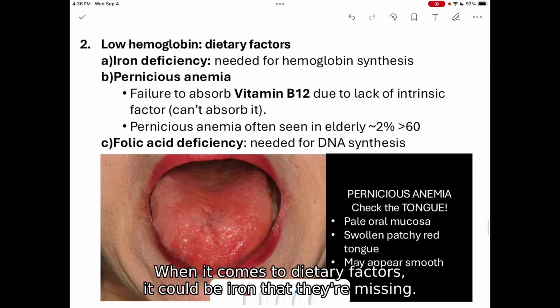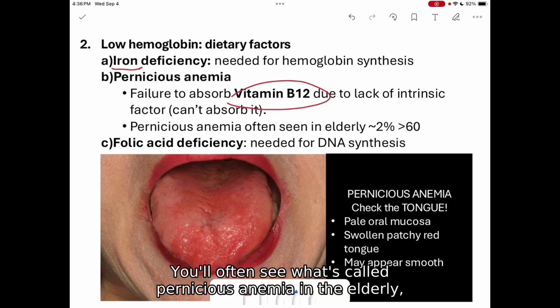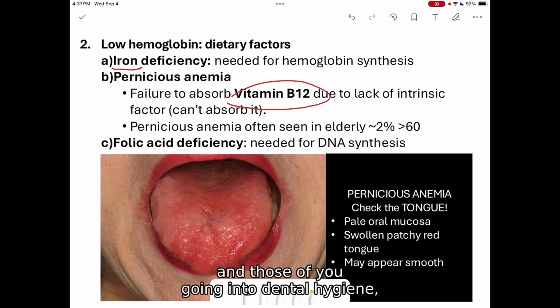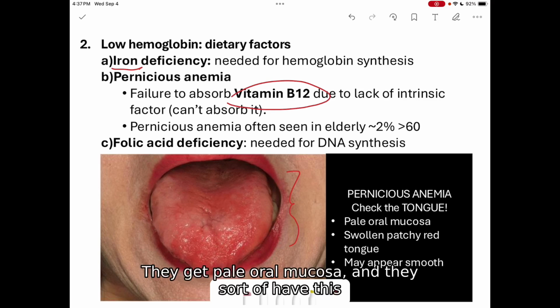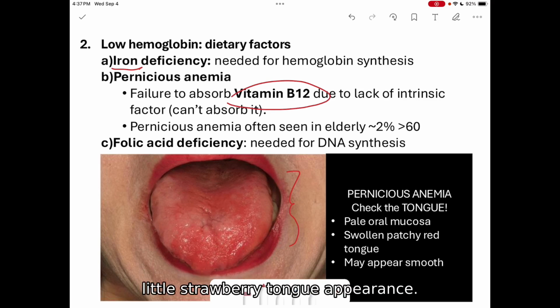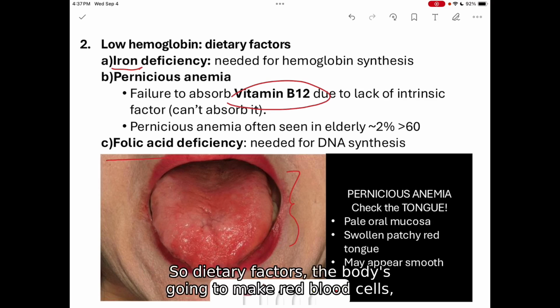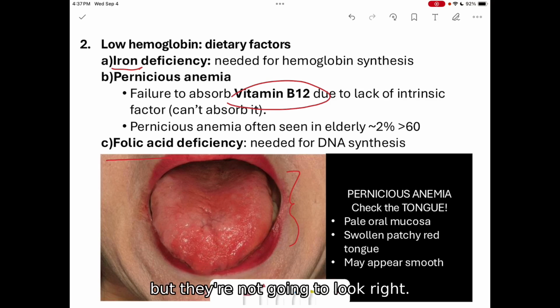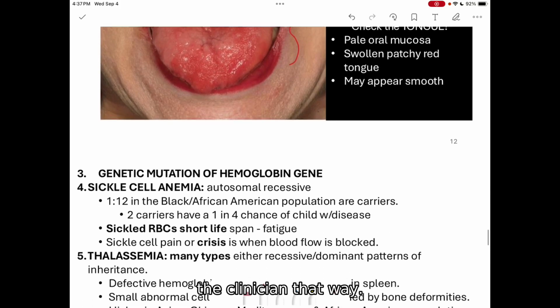When it comes to dietary factors, it could be iron that they're missing. They also need vitamin B12 to make DNA. You'll often see what's called pernicious anemia in the elderly, and those of you going into dental hygiene, you can see that on their tongue. They get pale oral mucosa, and they have a little strawberry tongue appearance. Or they could have a folic acid deficiency. So with dietary factors, the body's going to make red blood cells, but they're not going to look right. And so some of those corpuscle volumes can tip off the clinician that way.